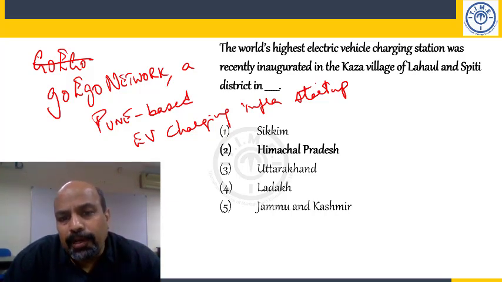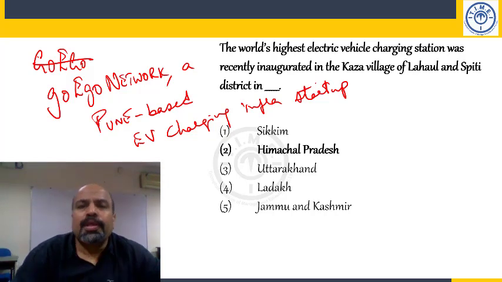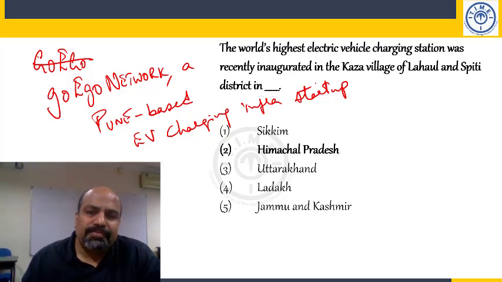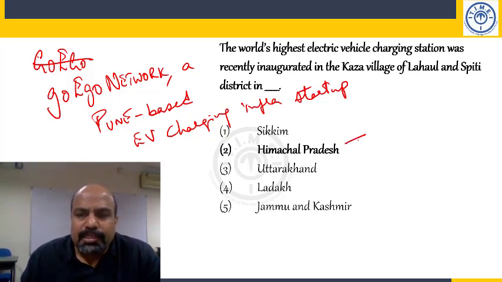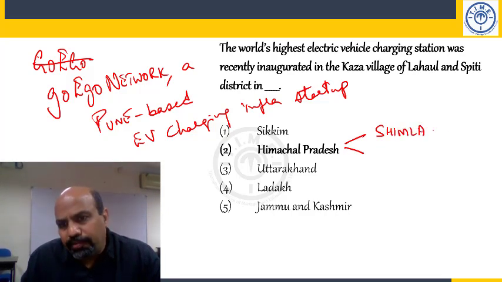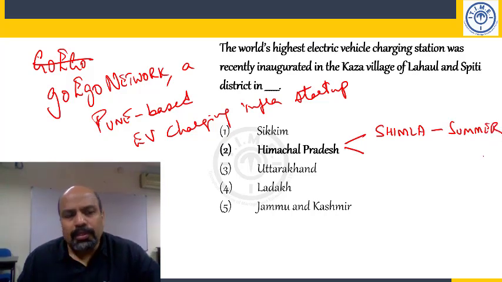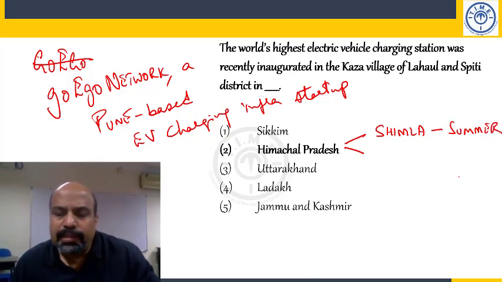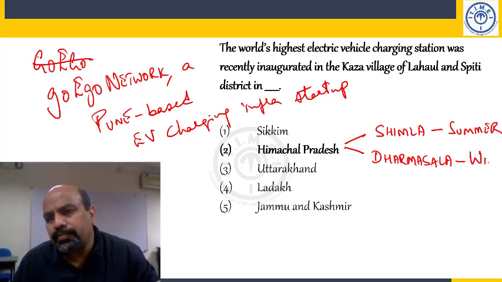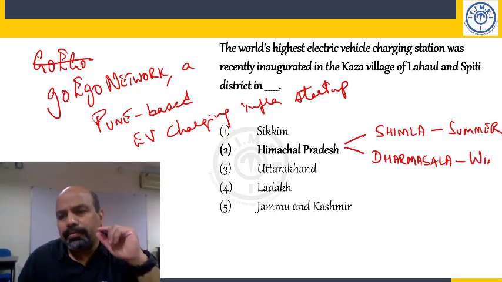Okay, so we have choices here. Why don't we look at the capitals of these places? Some weird stuff. For example, Himachal Pradesh has two capitals. One is Shimla, which is the summer capital, and the other one is Dharmshala, which is the winter capital.